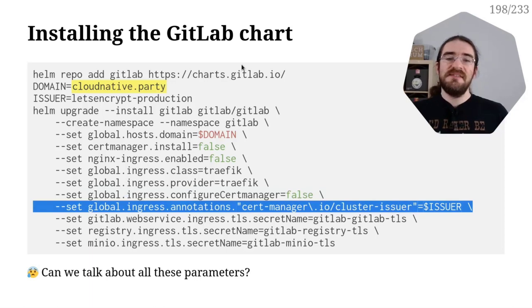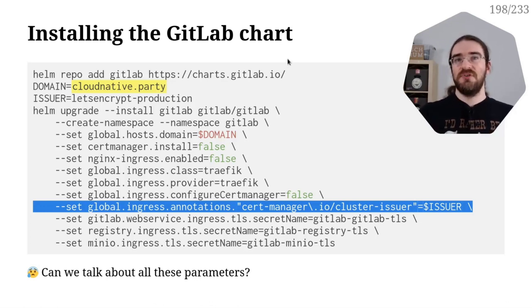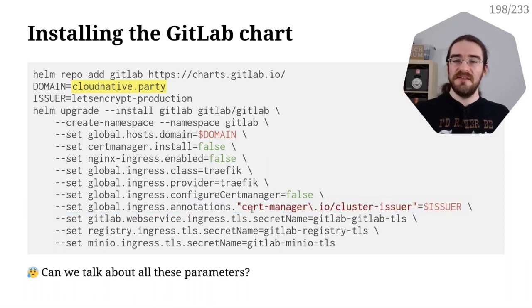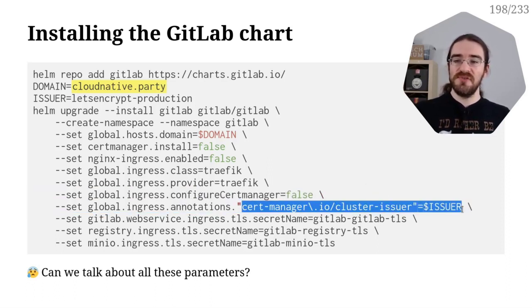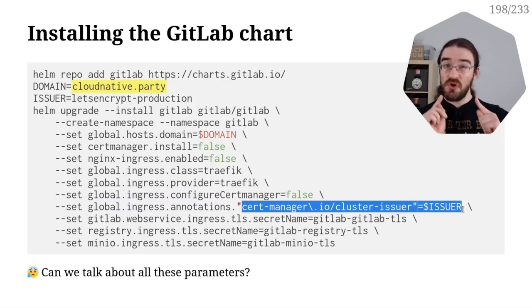Now this means add an annotation to all the ingress resources that you will create. So we're using the trick that I showed you earlier, where by simply adding this annotation to an ingress resource, cert-manager is going to notice and it's going to obtain a certificate for that ingress.